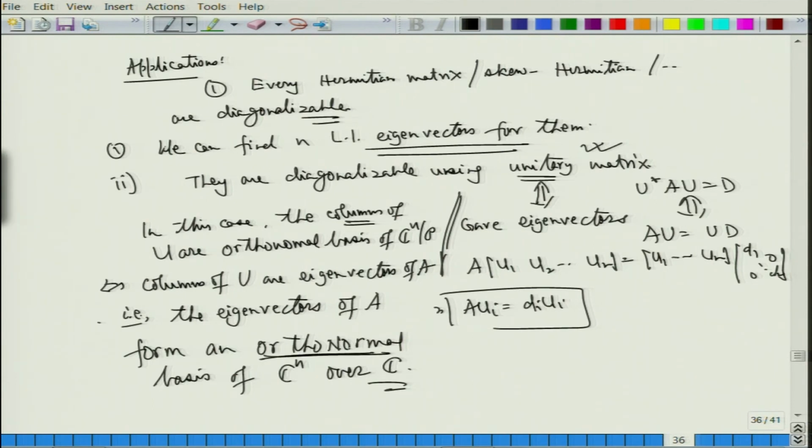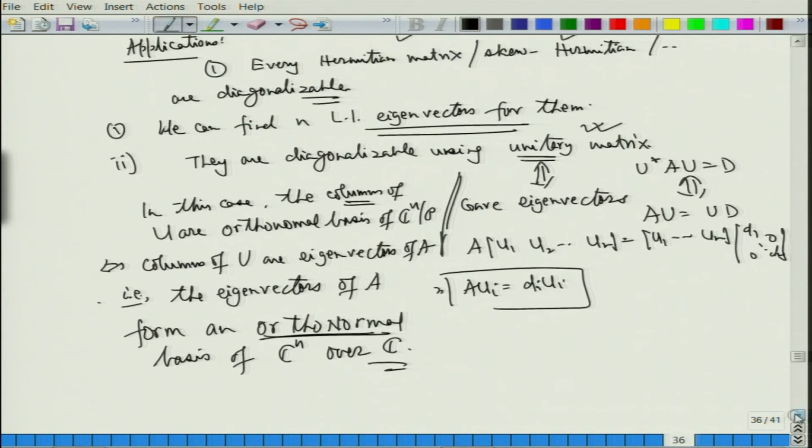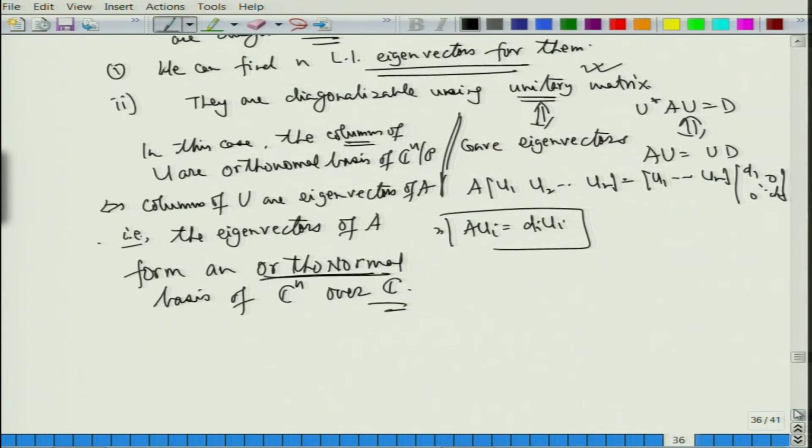That's very, very important, that whatever we are doing, we are able to get an orthonormal basis of Cn over C, and that is true for Hermitian matrix, skew Hermitian matrix, or for that matter any normal matrix. All right. In the next class we will try to understand them in a different language. Fine. So I want you to keep track of things here. As the last part, let me rewrite this part in a different language now. So let's try to understand what we are saying.